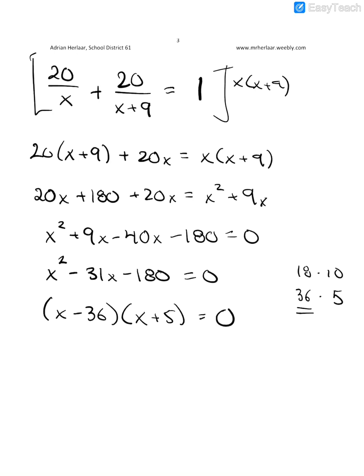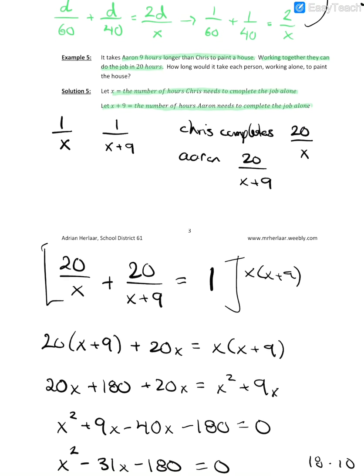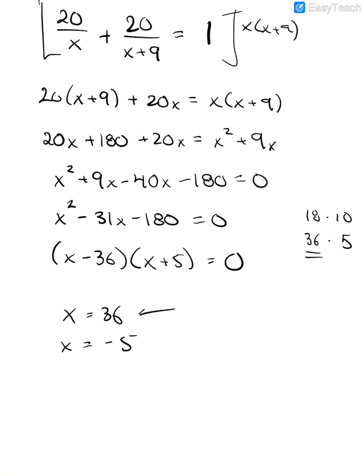We get 2 values for X. We get X equals 36, and we get X equals negative 5. One of those won't make sense because we're talking about, what are we talking about, right? What is X? Come back up here. X is the number of hours Chris needs to complete the job alone, right? So Chris needs 36 hours, and Aaron is X plus 9. So 36 plus 9, 45 hours.